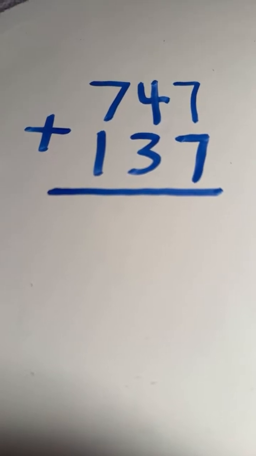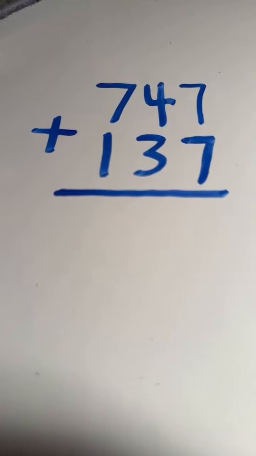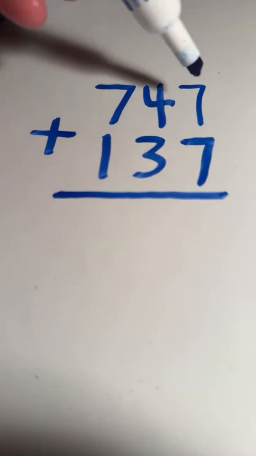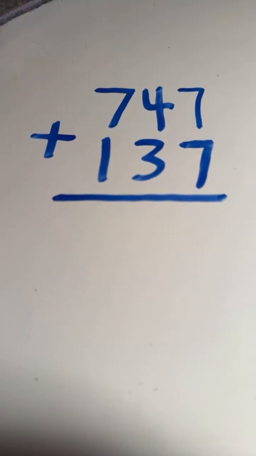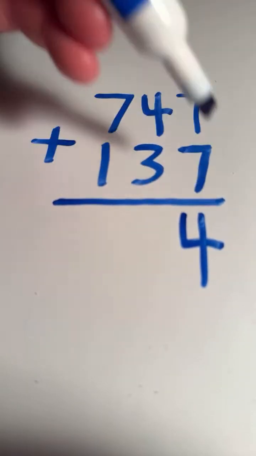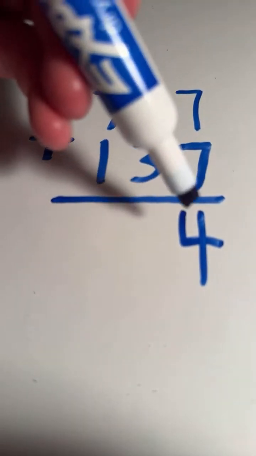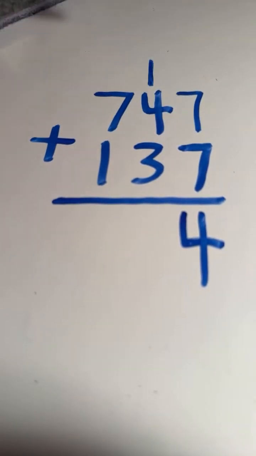So next we have 747 plus 137. So starting in the ones place, we have 7 plus 7. 7 plus 7 equals 14. We regroup. Every time our sum is more than 10, we are always going to regroup. So the 4 in 14 goes in the ones place. The 1 gets carried over to the tens place.